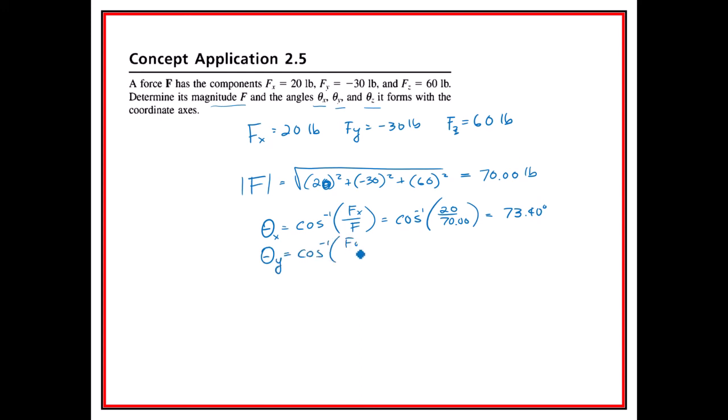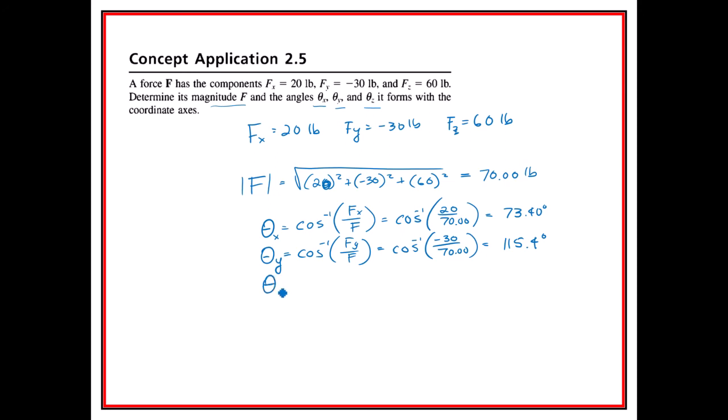Theta y, got to be careful here. I'm writing out the equation, but putting the numbers in. It's really helpful to do this. We get a negative 30 divided by 70, and we end up with 115.4. We expect something greater than 90 because it's a negative value. You can picture that it ends up being in the other direction of the axis that we're referring to.